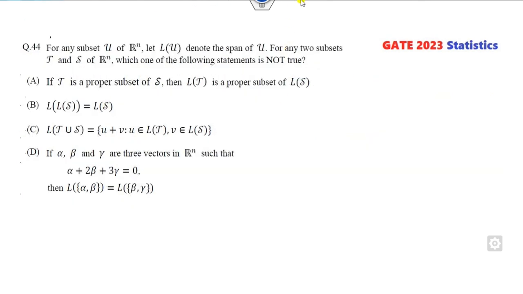Okay, look at this another one. For any subset u of R^n, L of u is my span. For any two subsets of this, which of the following statements is not true? Only one correct option is there. Okay, this is the correct statement. Why? Because this is the definition of the union. The span of the union is nothing but the elementwise sum here.